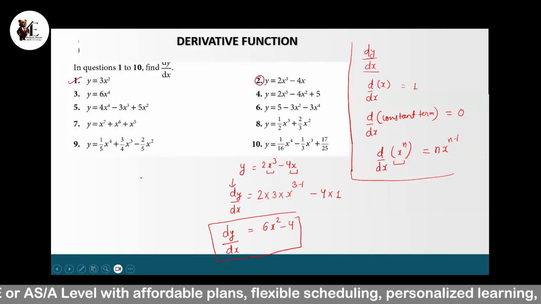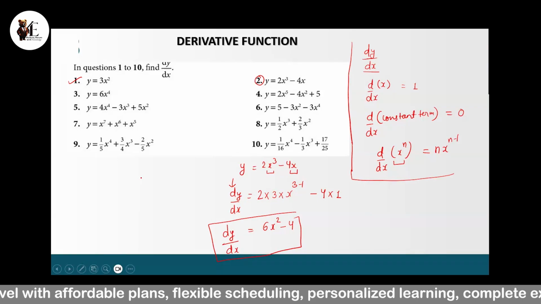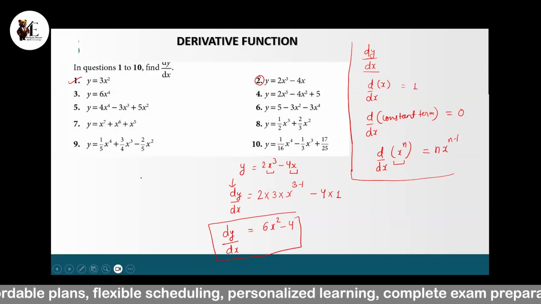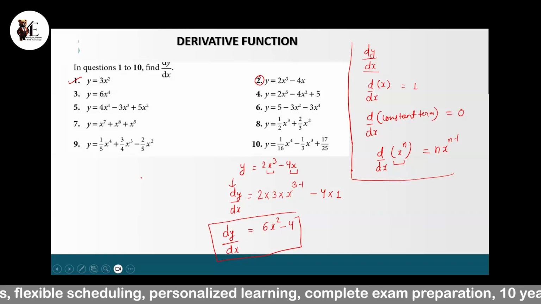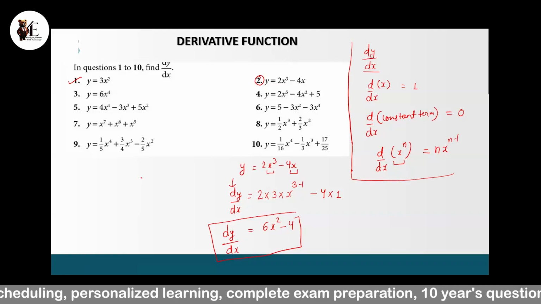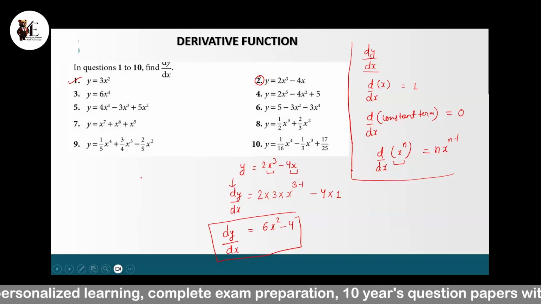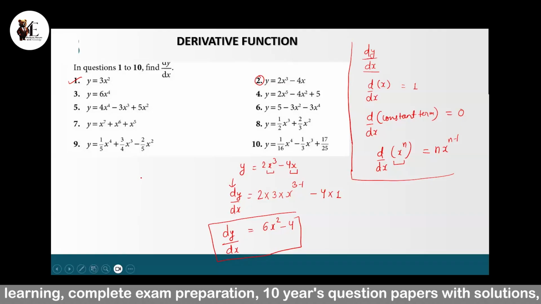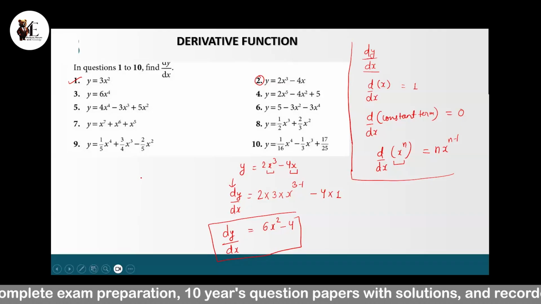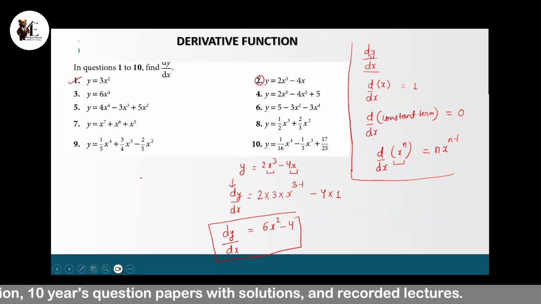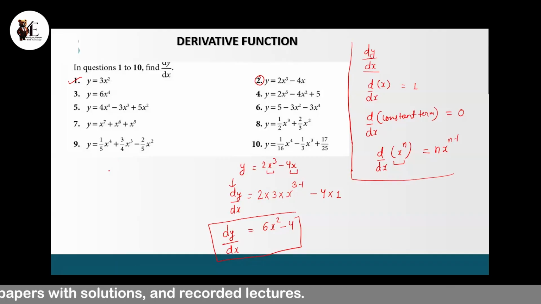The first number, for example for 2x squared. So you say 2 times the 3 that is above the x, and then times x, and then times the n minus 1.